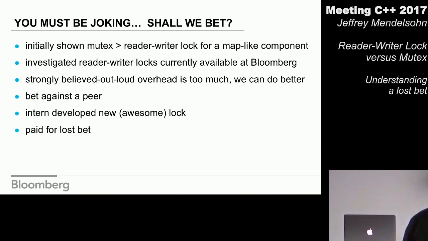And I'm like, no, you're wasting your time. But he's like, no, I'm going to do it. And he did it. And he showed, hey, the mutex is working a lot better than the reader-writer lock for this component. And I'm like, well, no, you did something wrong. Let me look at your code. I went through the guy's code, looked fine.